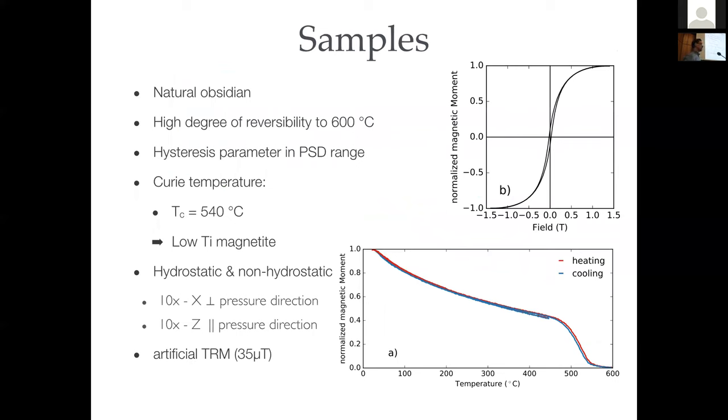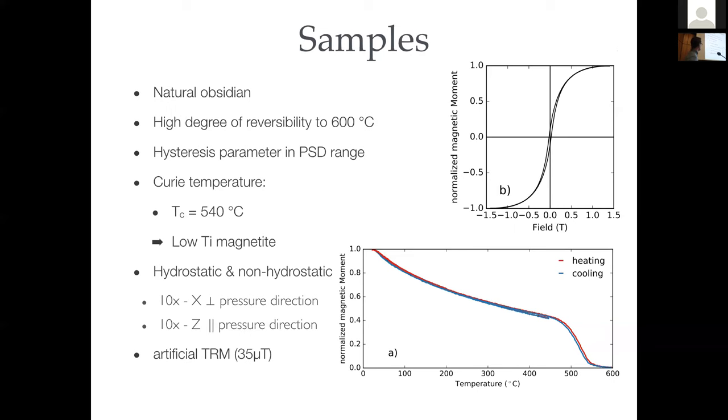Since I can't really use meteorites to do these experiments, because I have to heat my samples quite a lot of times, I had to find something similar, and I chose natural obsidian from Lipari. It has been studied before by Roman Leonhardt and is known to be a fairly good paleointensity recorder. It has a very high stability, and this is what I mean. The thermal reversibility is very high. These are three thermomagnetic curves done on a VFTB, to 200, 400, and 600 degrees, and you can see they're basically perfectly reversible.